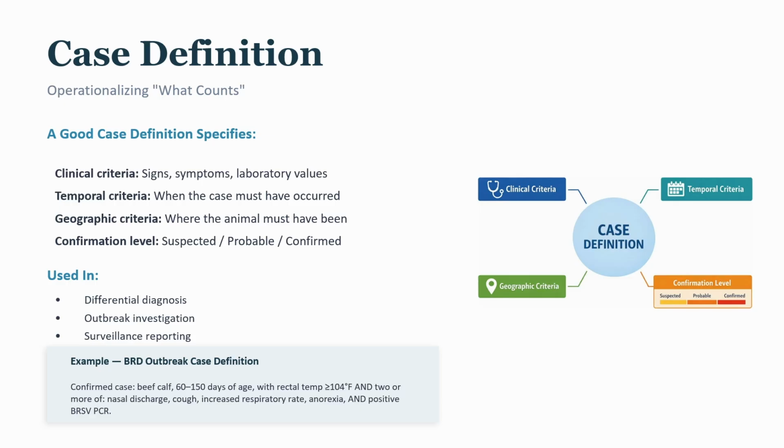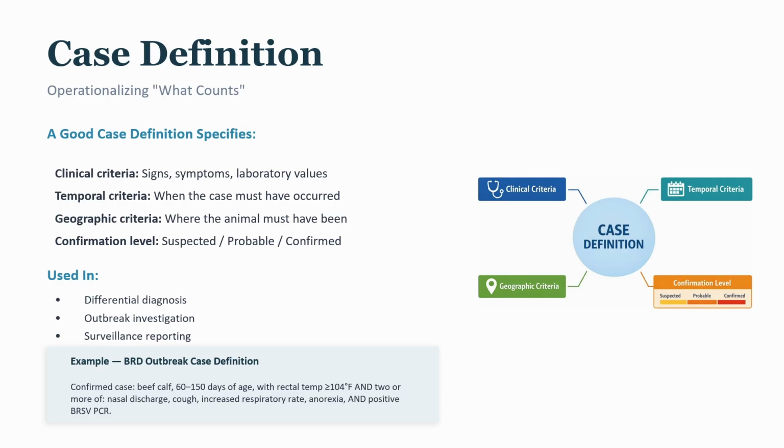In differential diagnosis, a working case definition of what this disease looks like guides your diagnostic evaluation. In outbreak investigation, a case definition determines who gets counted in the outbreak, which directly affects your epidemic curve, your attack rate calculation, and your case control analysis. In surveillance, a reportable disease case definition determines what gets reported to regulatory agencies. In research, the case definition becomes the inclusion criteria for your study population. The BRD example on this slide illustrates a confirmatory case definition.